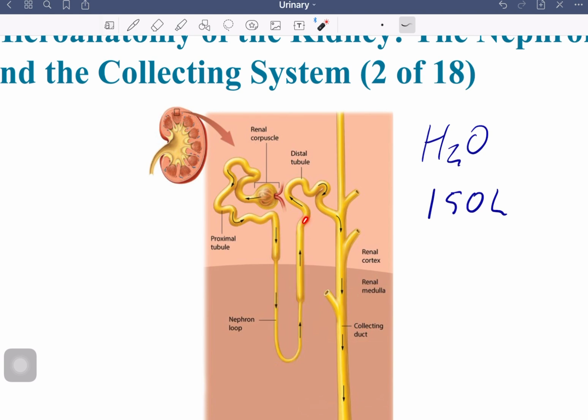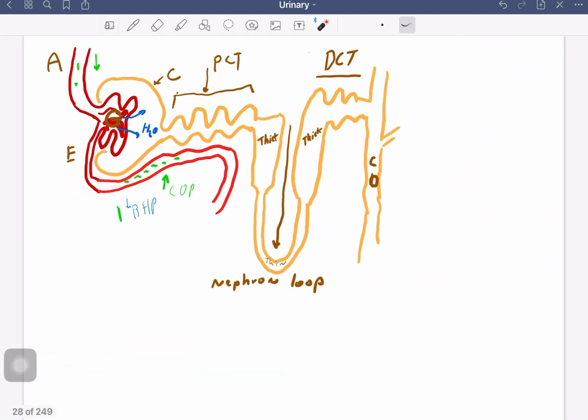And then the third part is the distal convoluted tubule. Now, the distal convoluted tubule dumps its contents into this duct, and this duct can collect filtrate from a number of nephrons. And since it collects and it's a duct, we're going to call it the collecting duct. So we have the proximal convoluted tubule, distal convoluted tubule, and the loop of the nephron, or the main parts of the nephron.